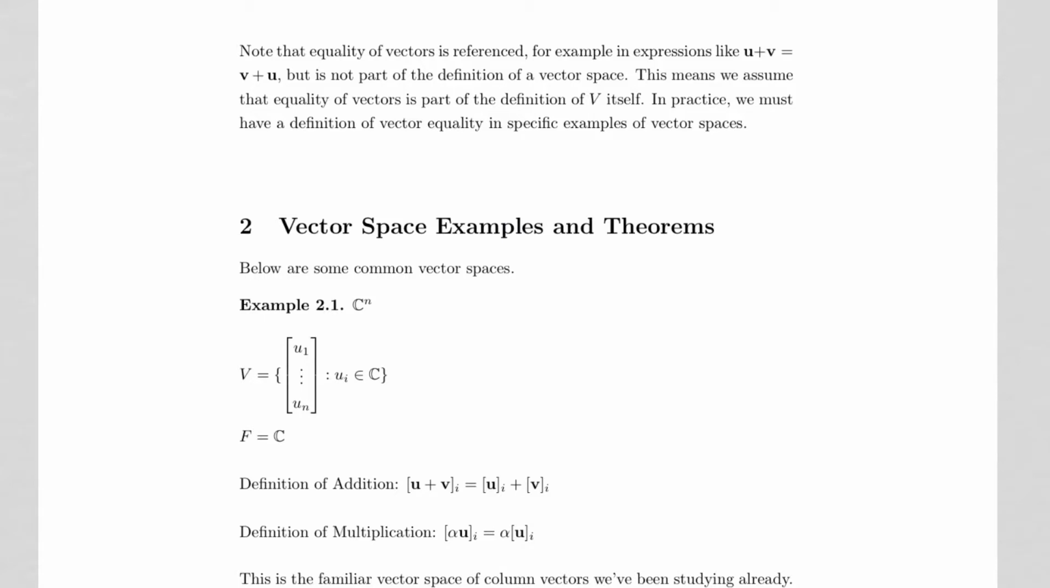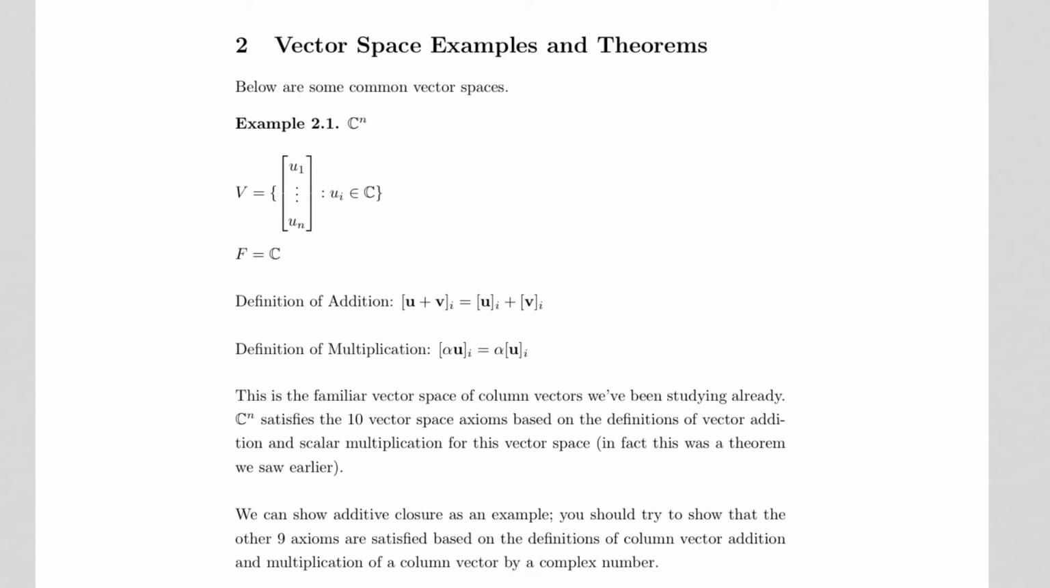Finally, it's important to understand that equality of vectors is referred to, for example, when we write things like u plus v equals v plus u in the commutativity axiom, but we do not explicitly refer to what equality means when we are defining the vector space. So in practice, when we give specific vector spaces, like we're going to do in just a minute here, we need to explain, well, what does it mean for vectors to be equal?